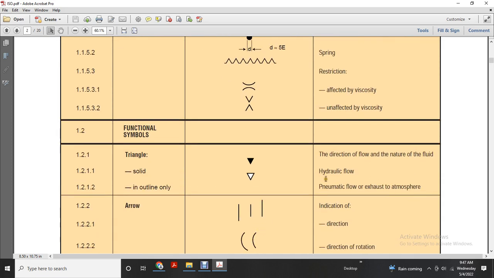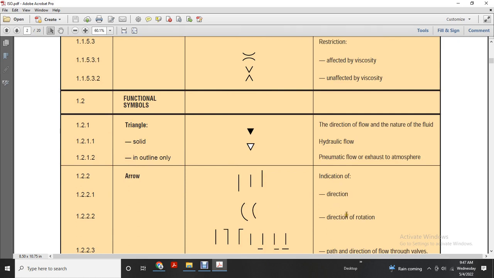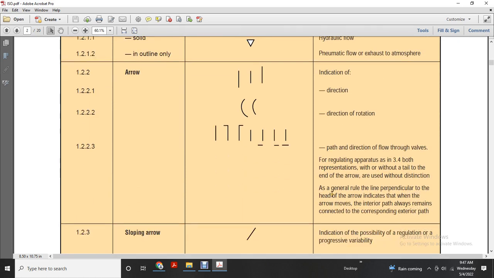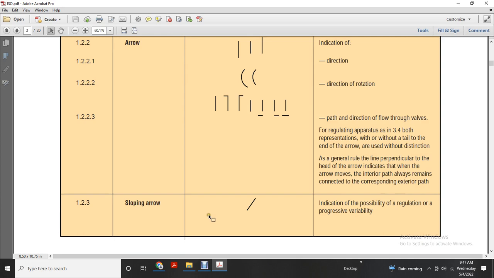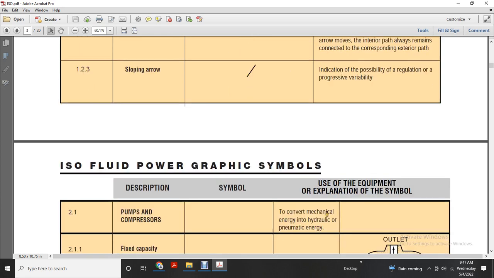Functional symbols: triangle, hollow for hydraulic flow, solid for pneumatic flow, exhaust to the atmosphere, outline only. Arrow indication: one direction, rotation, path, direction, flow. Regulating apparatus, representation with or without a tail; the ends of the arrow are used without distinction. General rule: a line perpendicular to the head of the arrow indicates when the arrow moves, the interior path remains connected with the corresponding exterior path. A sloping arrow indicates possible regulation and progressive variability.